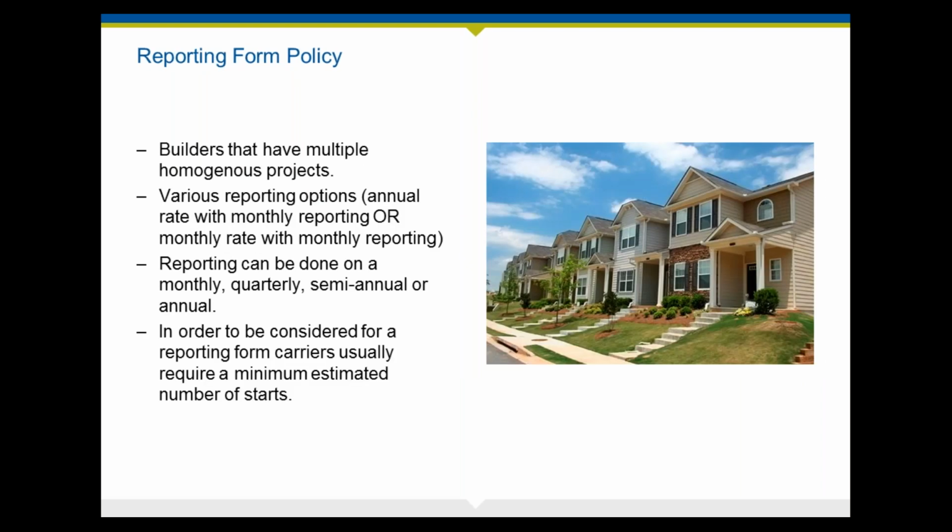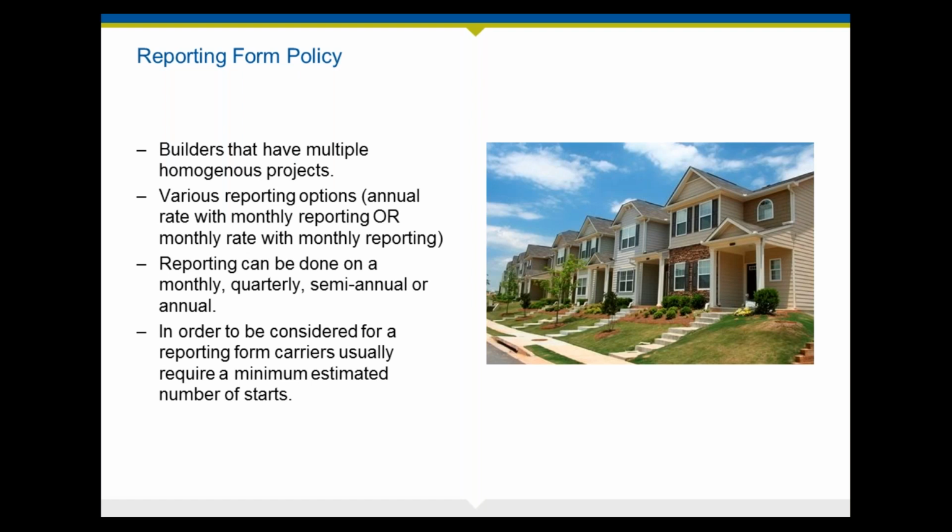The second thing we'll talk about a little bit today is the reporting form policy. And a lot of you in other lines of business use reporting forms. I've seen them in workers' compensation. A lot of times they report their payrolls and pay monthly. It's pretty similar in builder's risk.